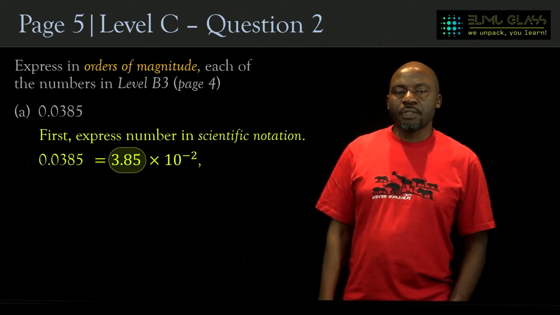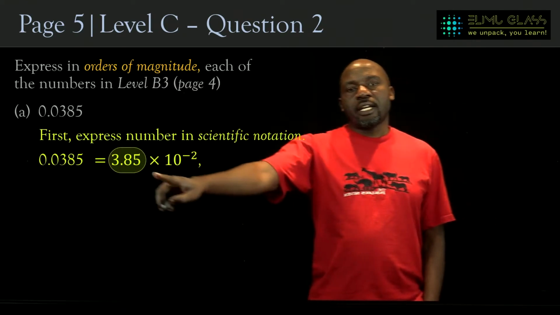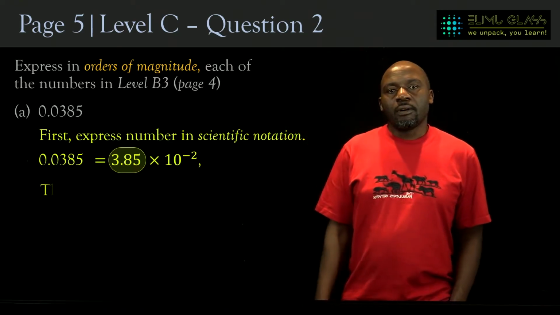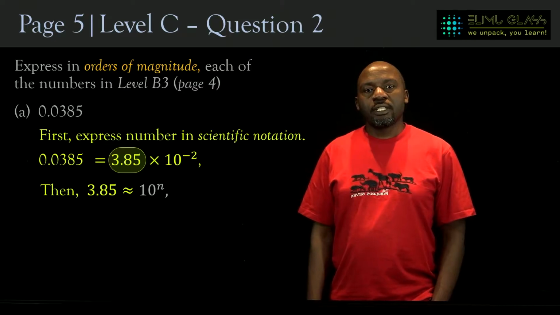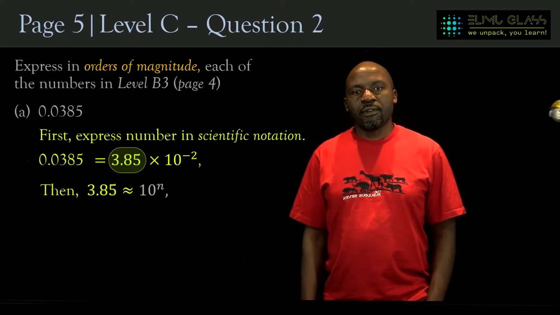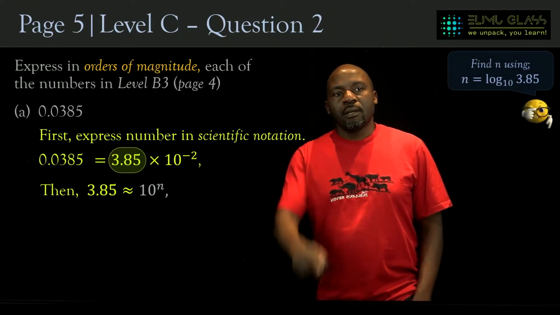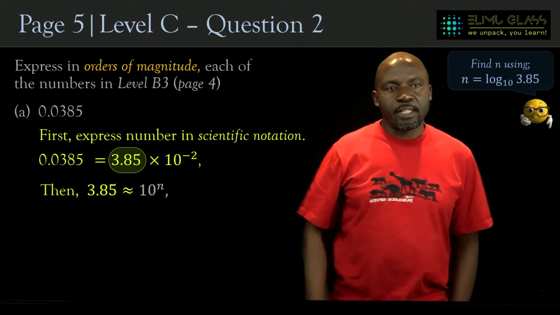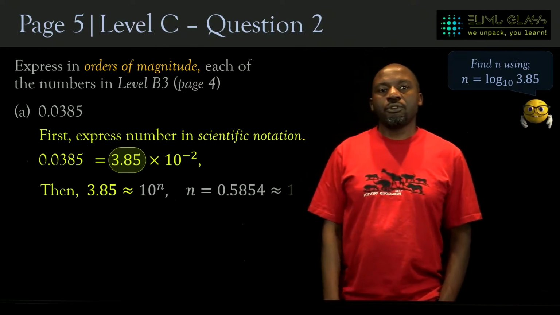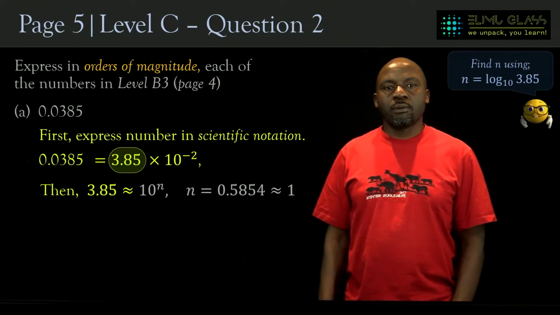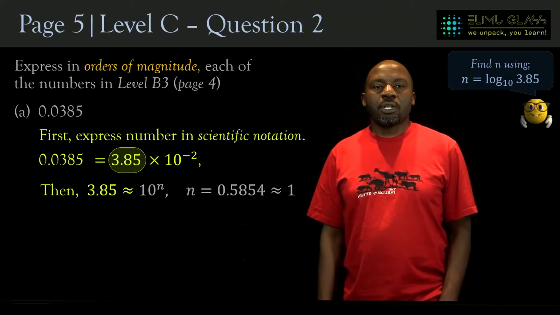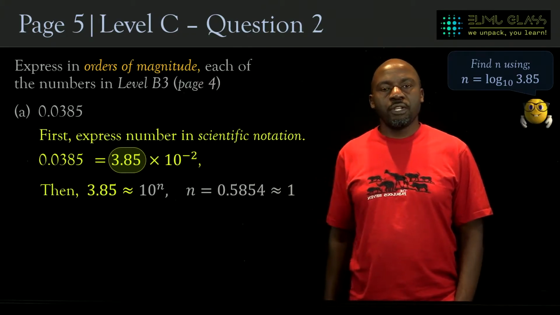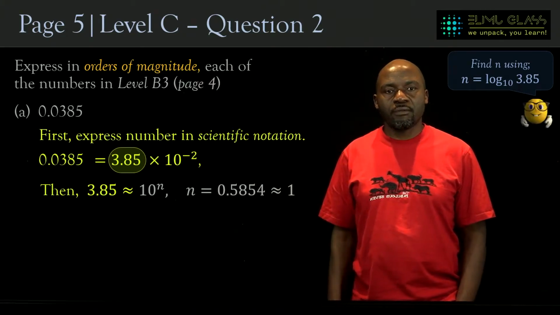So 3.85, if you enter that onto your calculator, in other words, find the log. We want the log to base 10 of 3.85. If we find the log of that number, you should find that n is 0.5854, which is approximately equal to 1. Please pause the video and ensure that you're getting the same figure.